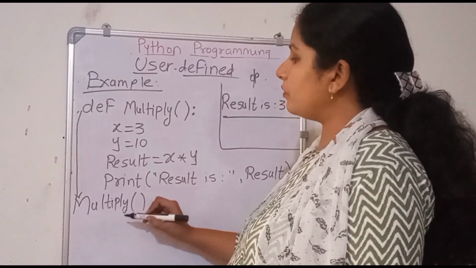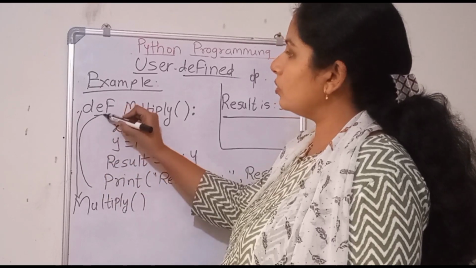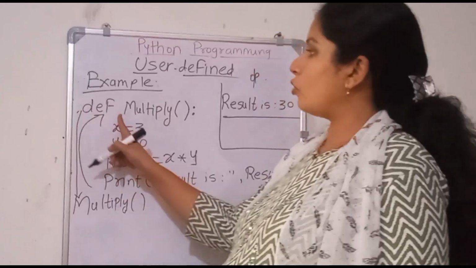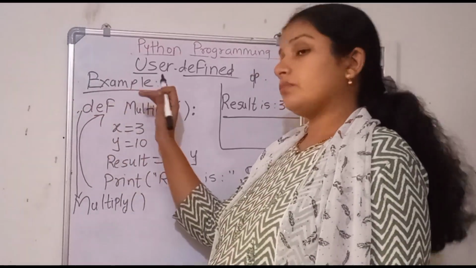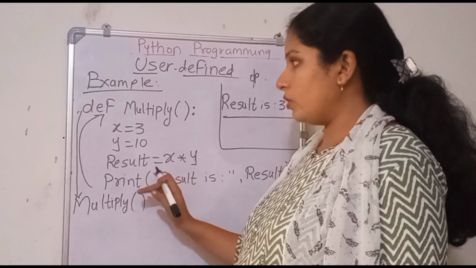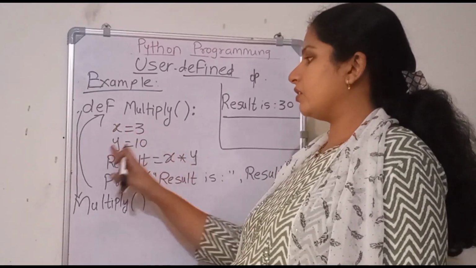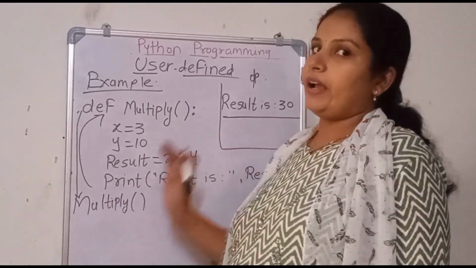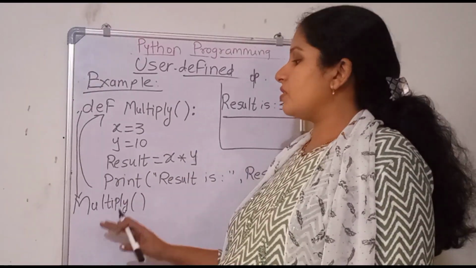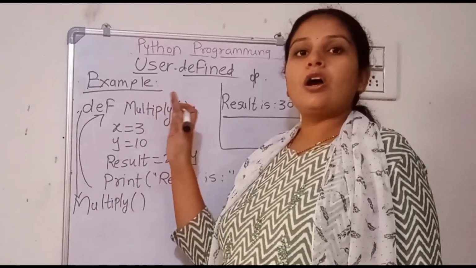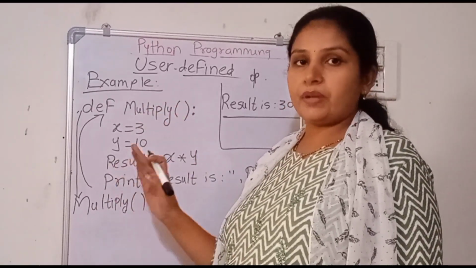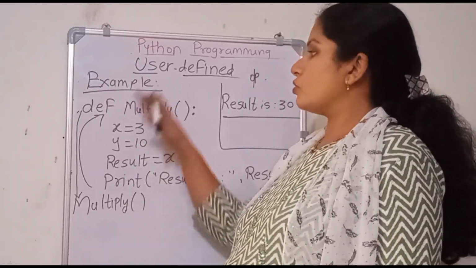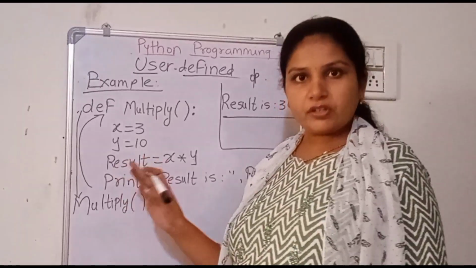So when you call the function, your pointer goes to here, right? After calling this, your flow of execution will be like this. You are going inside the code, then you are taking the values, you are calculating the result, then you are printing the result, and then you are out. So this is your flow of execution of the program, specifically when you are using the function part. So this is the basic example of the function.